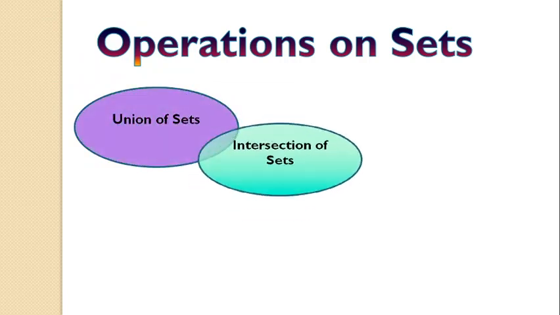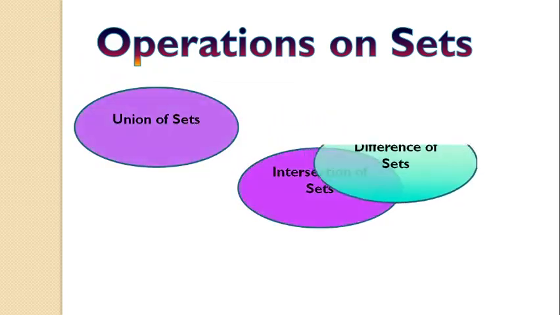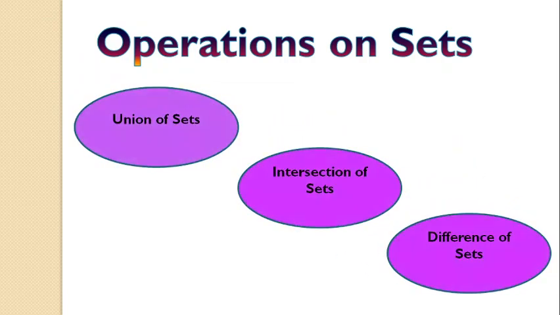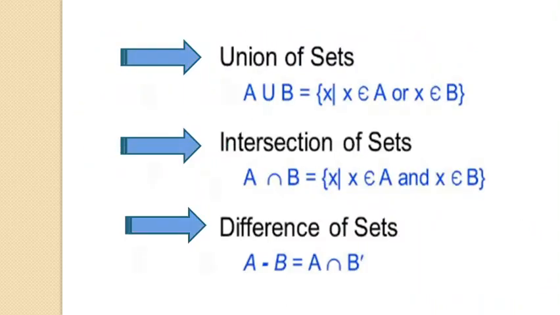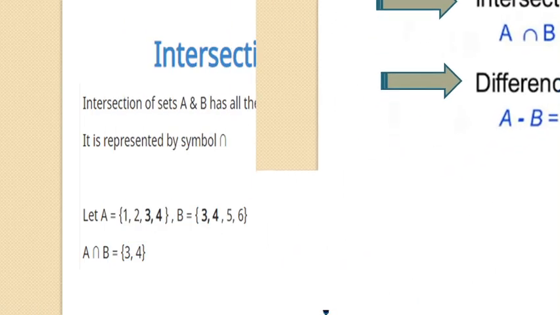Basically, there are three types of operations that we have to study in class 11th: union, intersection, and difference of sets. Union of sets means when an element belongs to set A or it belongs to set B, that will come in A union B. Intersection means when an element belongs to set A as well as it belongs to set B. So it will come under A intersection B. And difference of two sets, A minus B, means we have to subtract the elements of B from set A.